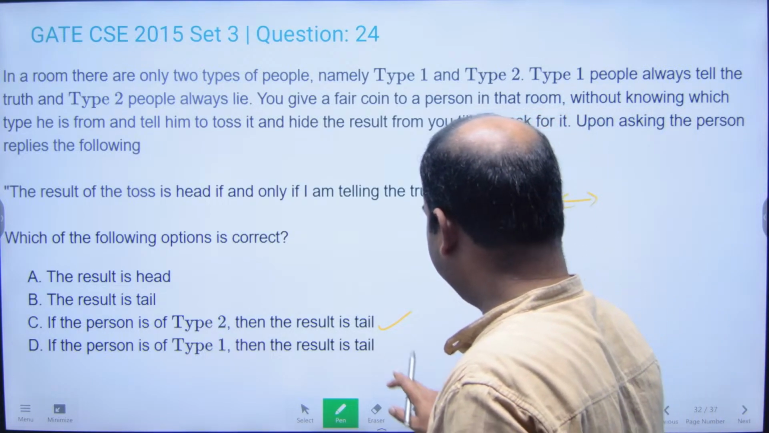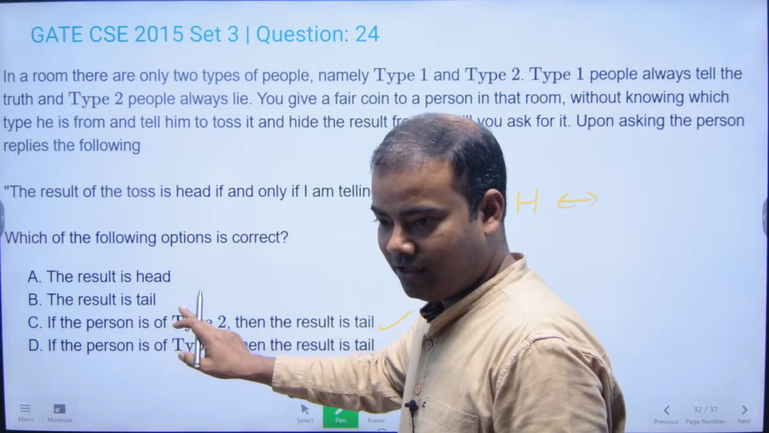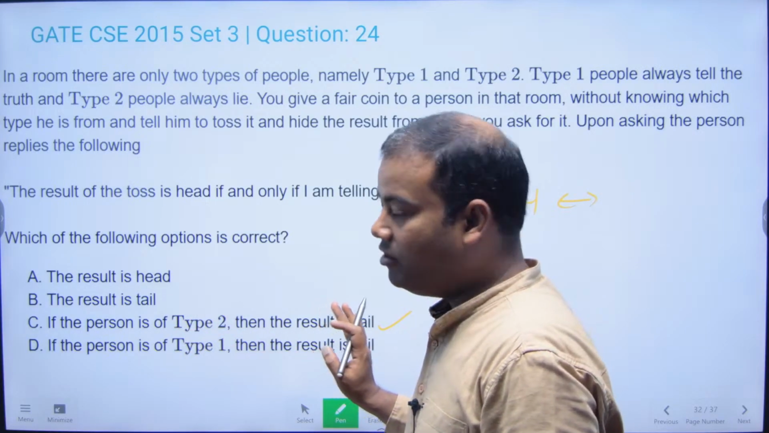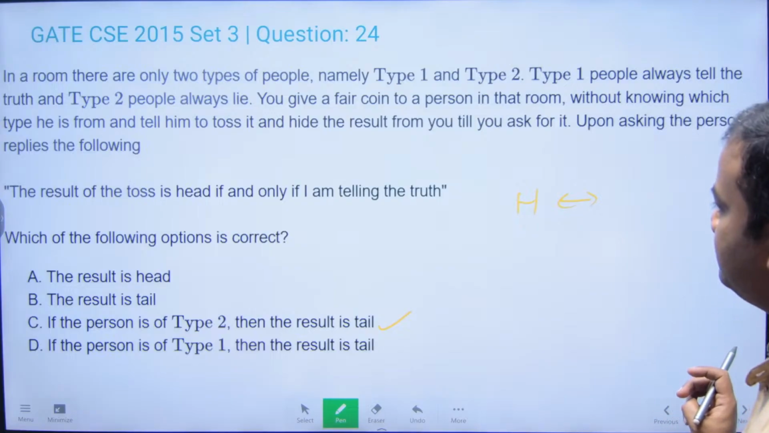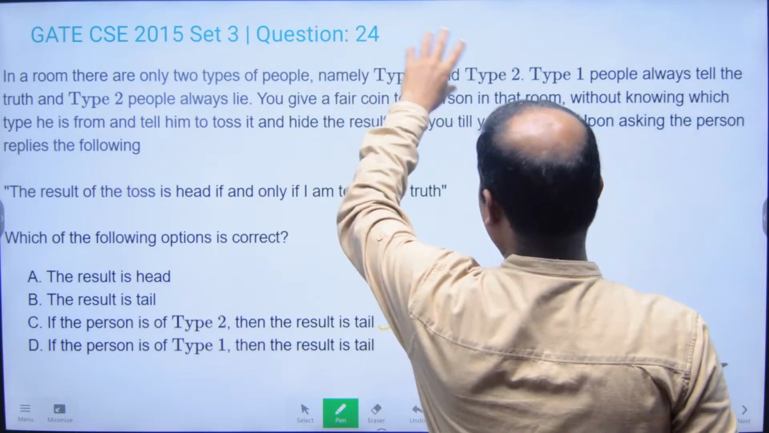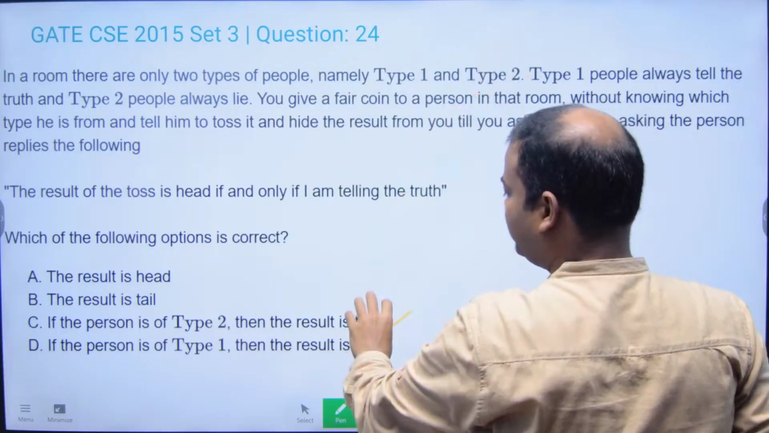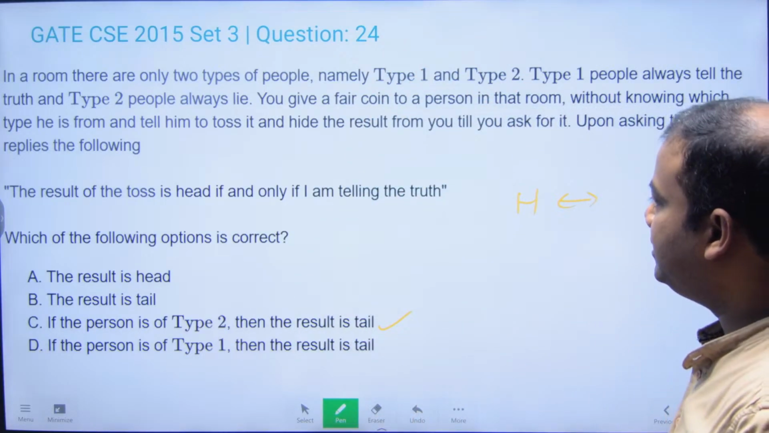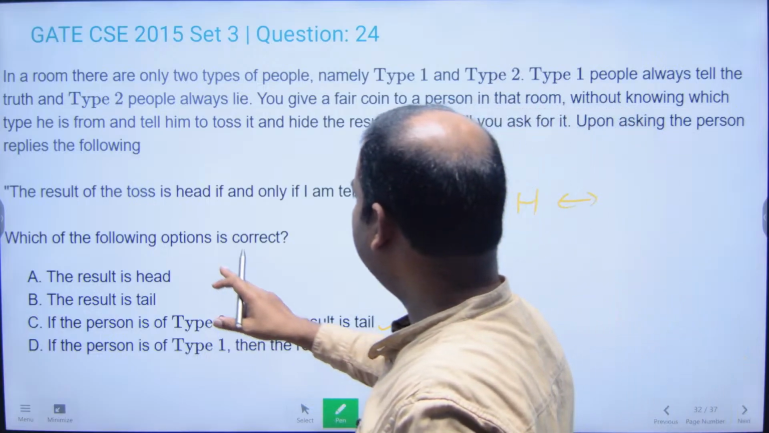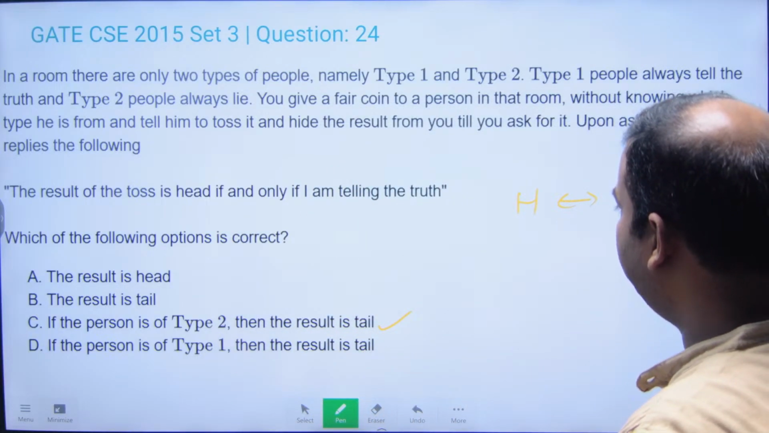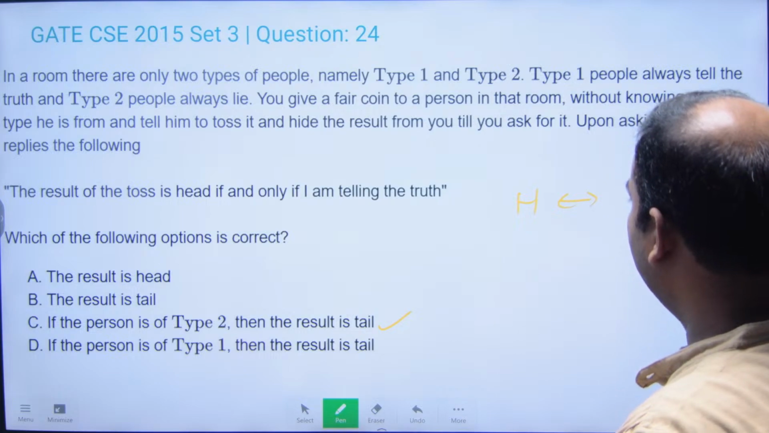So tail may be okay, means if it is type 2, then definitely it is tail. What happened if it is type 1? That only you have to check, because there are only two types. You have already checked that for type 2 it is tail. Now the remaining is type 1. So type 1 is telling the truth, so the result of the toss is head, means if it is head, then he is telling the truth.